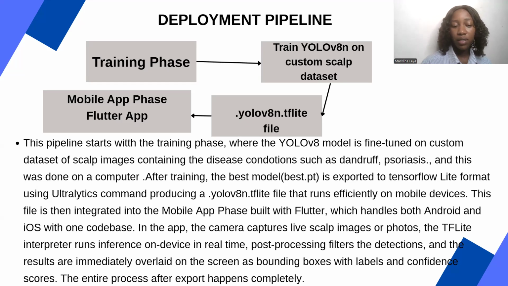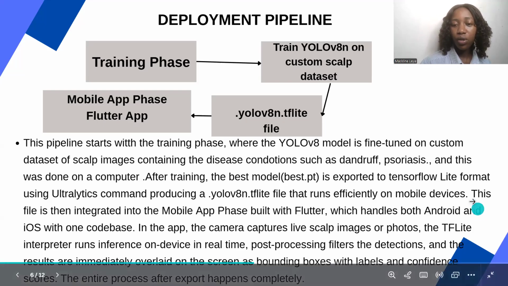So this pipeline starts with a training phase whereby the model is fine-tuned on a custom dataset. After training, we export the best model to TensorFlow format, which runs efficiently on mobile devices. The file is then integrated into the mobile app built with Flutter. We use Flutter because it supports both iOS and Android.